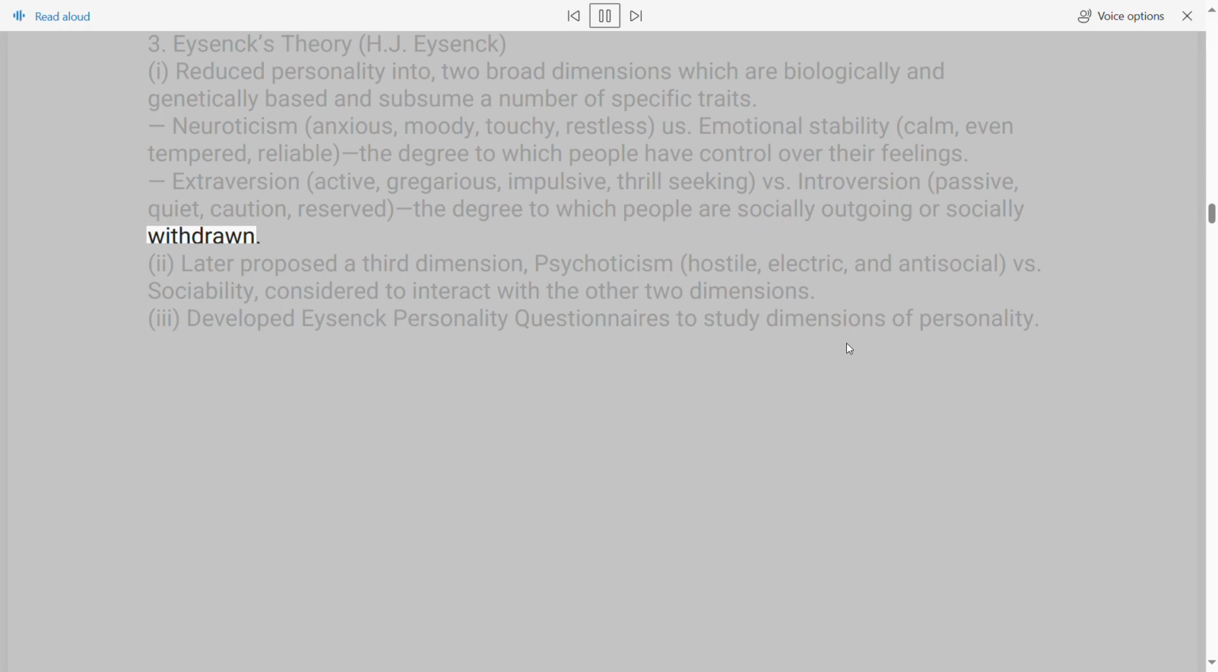2. Later proposed a third dimension, psychoticism: hostile, eccentric, and antisocial, versus sociability, considered to interact with the other two dimensions. 3. Developed Eysenck personality questionnaires to study dimensions of personality.